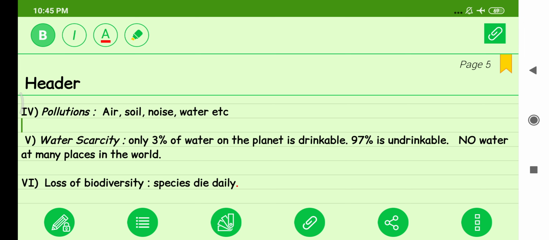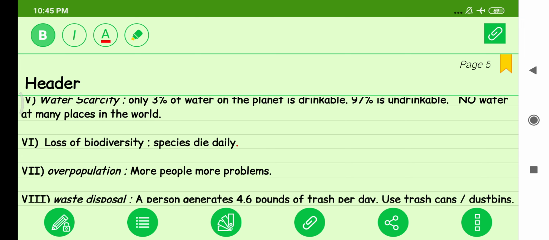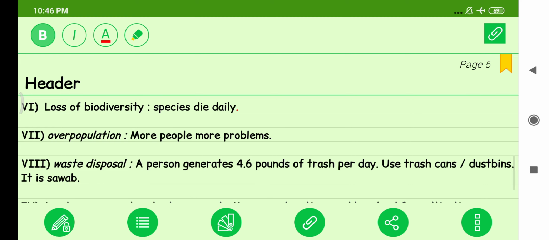all. Loss of biodiversity, again, species die daily. The biodiversity is dying. We have to do something. Overpopulation, more people, more problems. Less people, less problems. So again, an environmental problem.